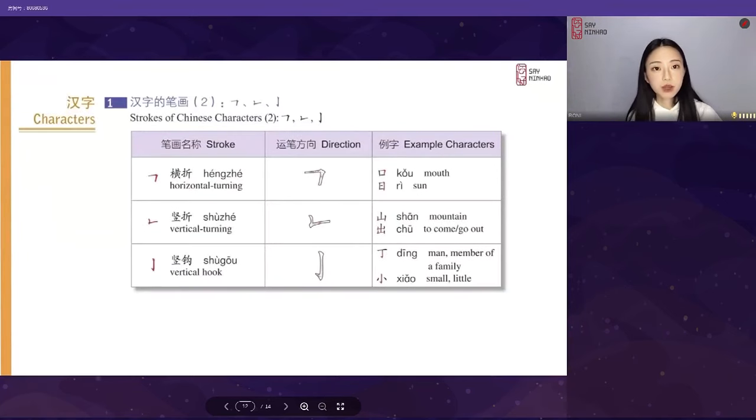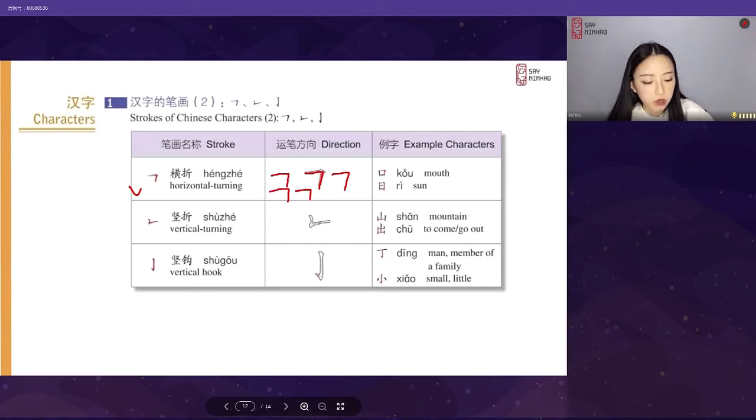Now we can see there are three new strokes for today. The first one is 横折, which means horizontal turning. And the direction of writing 横折 is first from left to right and then from top to bottom. Left to right, top to bottom. Let's see the example characters.